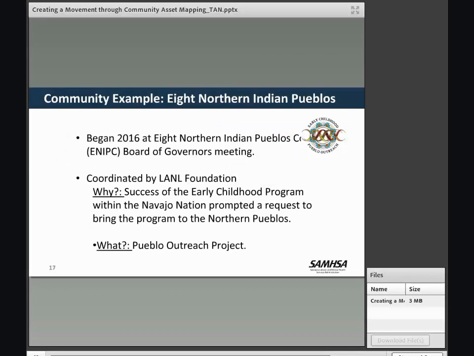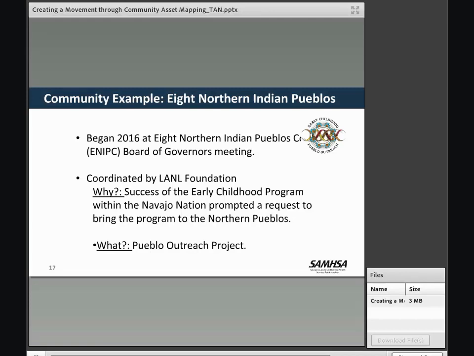So one example that we'd like to share is with the 8 Northern Indian Pueblos, who did a community asset mapping project as it was actually a requirement from one of the grants that they were receiving. They did this in coordination with the Relational Foundation, and they really looked at the success of the Navajo Nation's early, their home visiting program, and really wanted to bring that program to the northern Pueblos.